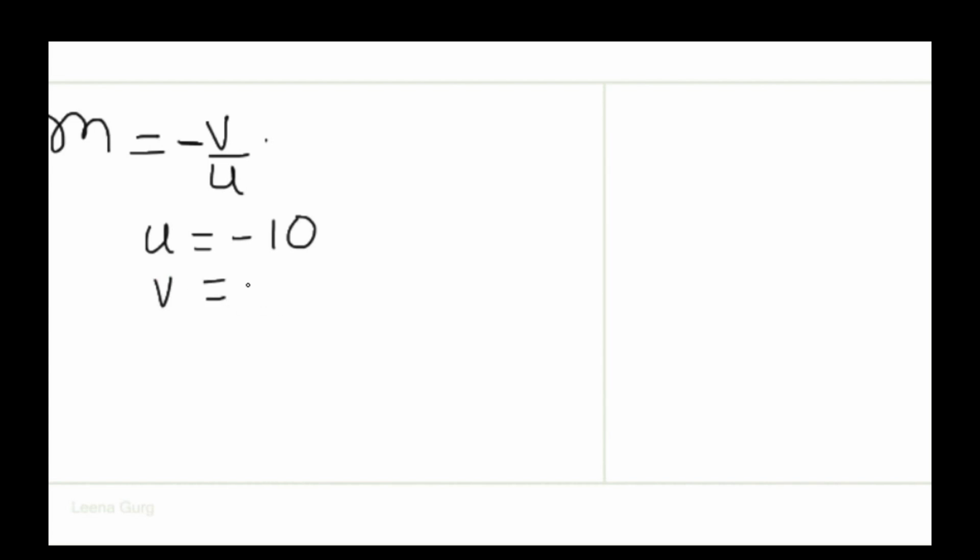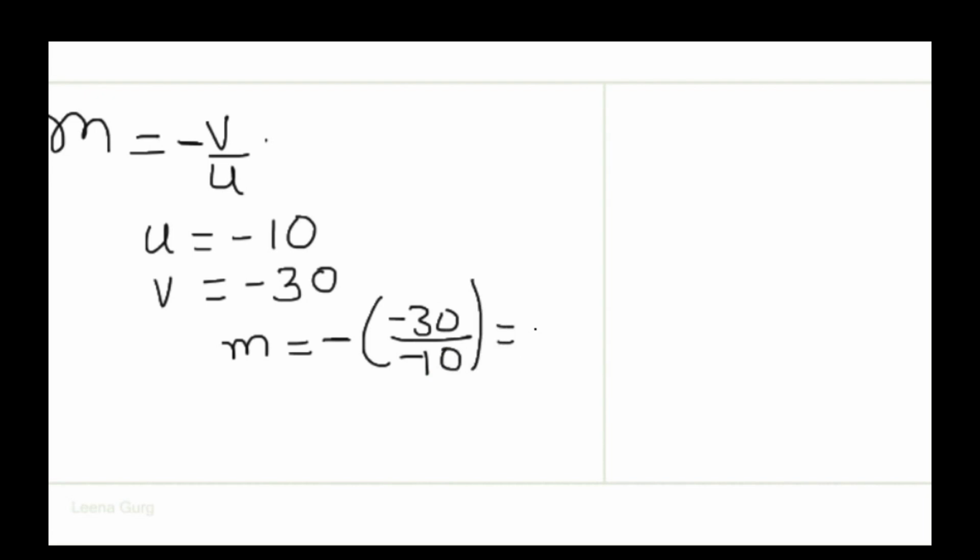And the magnification in this case, m, is equal to, you have a negative sign over here, so minus v by u. In the question that we were solving, the value of u was negative 10 centimeters and the value of v that we found out was minus 30. So the magnification will be, you have a negative sign and this is v by u. So minus 30 by minus 10, which means you get negative 3.